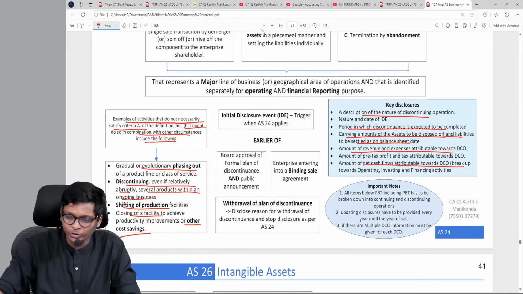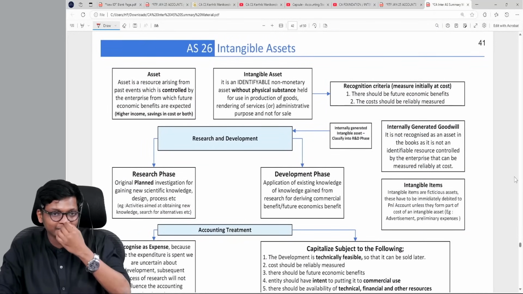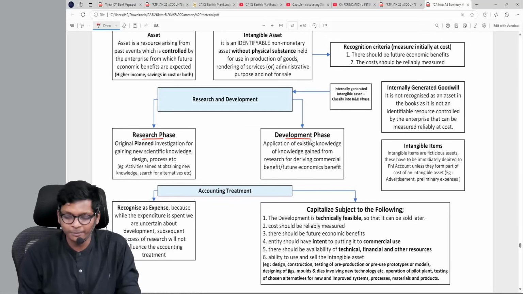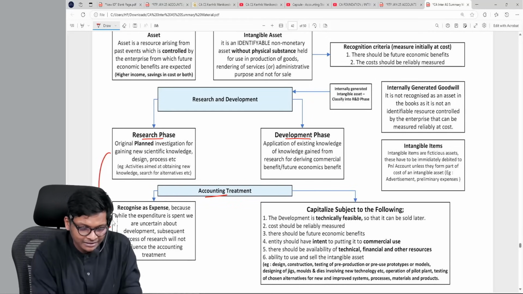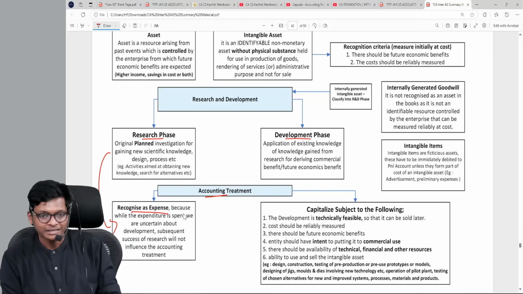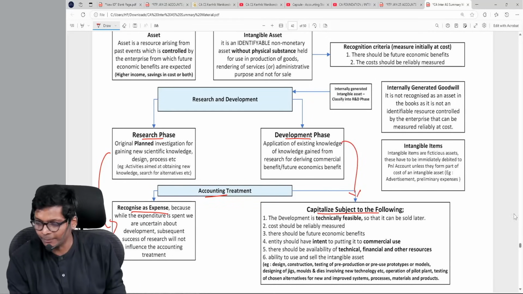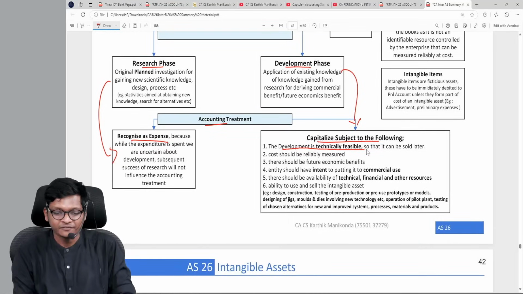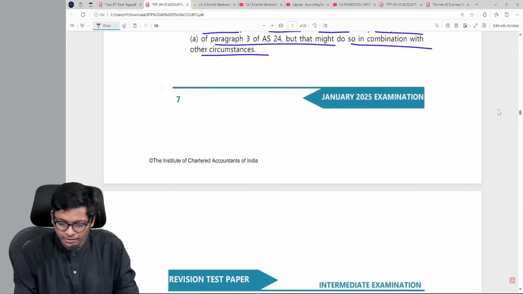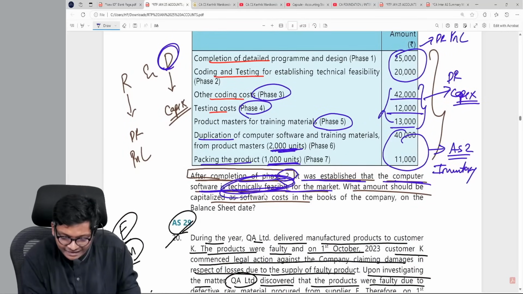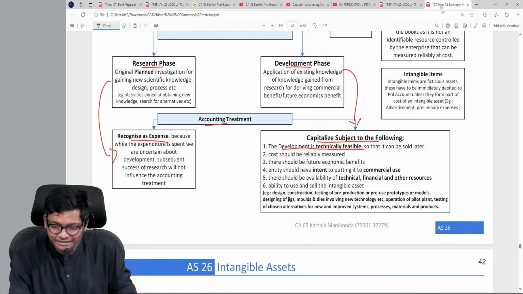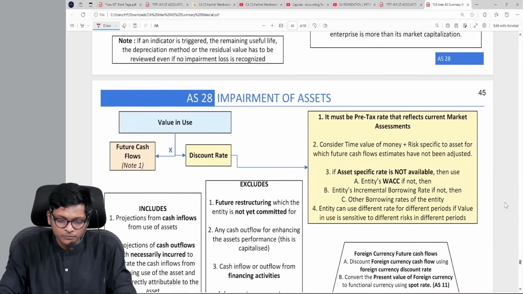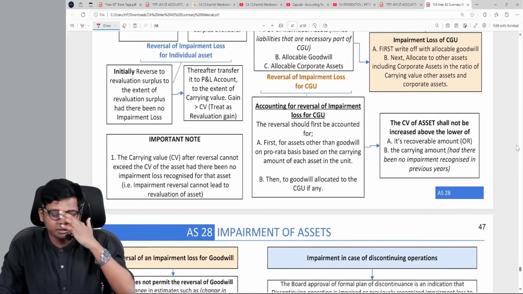Since you are showing the material, we will just go to AS26 also, which we just finished. Look at this. Research phase, development phase, accounting treatment. Research phase now I will recognize as an expense. Development phase now I will capitalize subject to the following. If the development is technically feasible, that we saw over here in AS26. Keyword, we are connecting with our material.